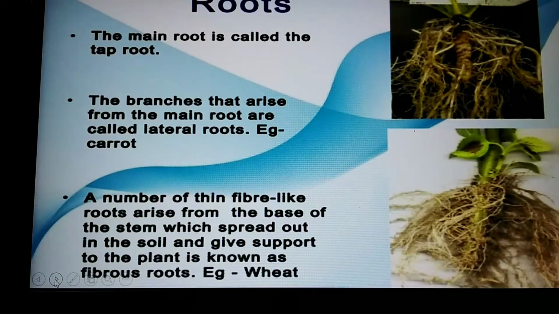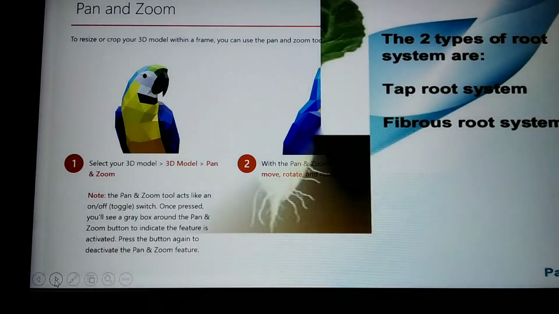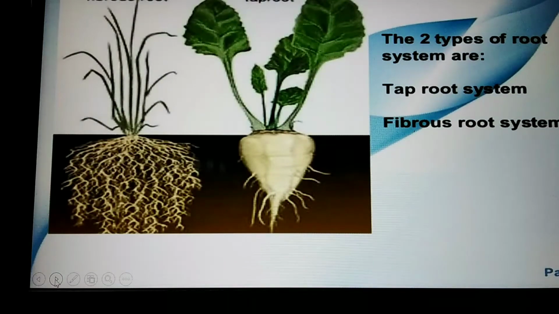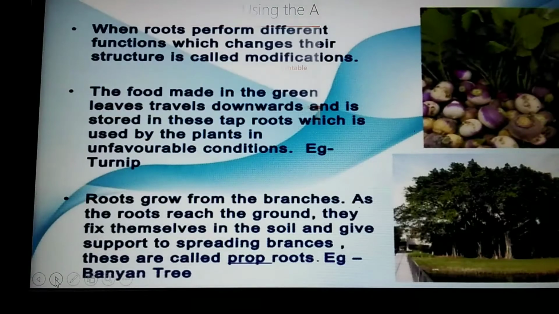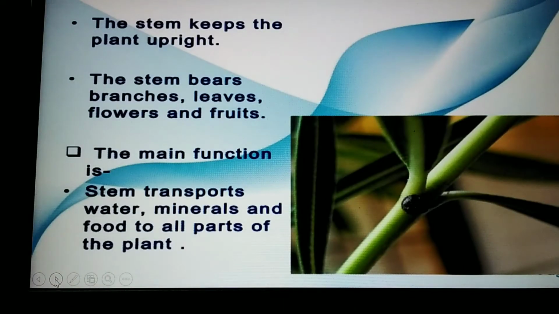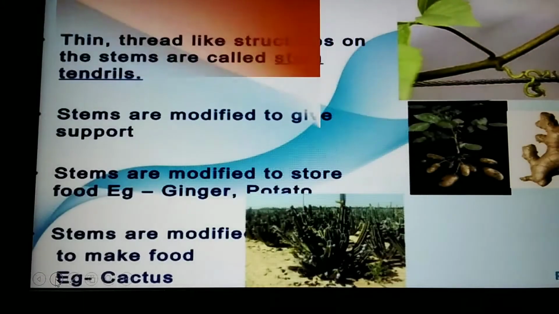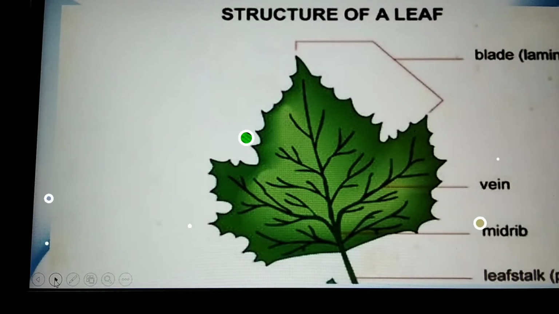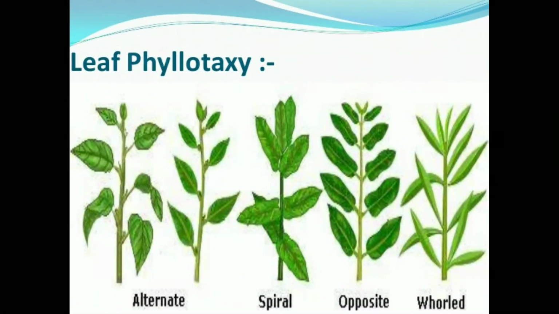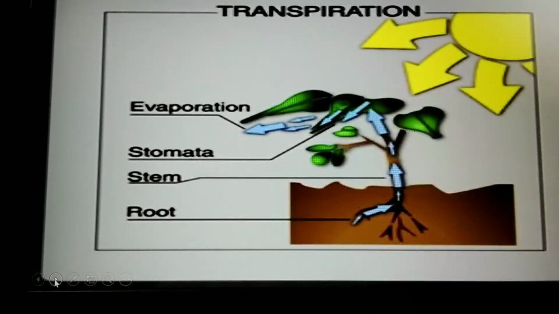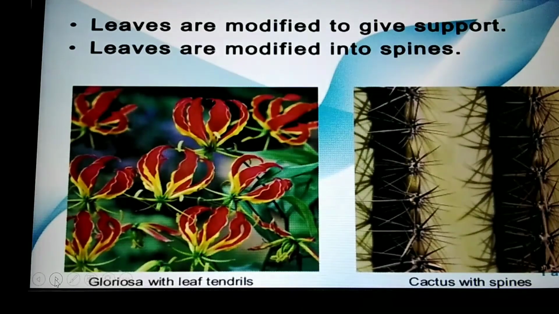Then roots, their function, types of roots, taproot system and fibrous root system. Then modifications of roots. Then stem, its functions, modifications of stem. Then the leaf, the structure of leaf, leaf venation. Then functions of leaf. Then phyllotaxy and modifications of leaf.